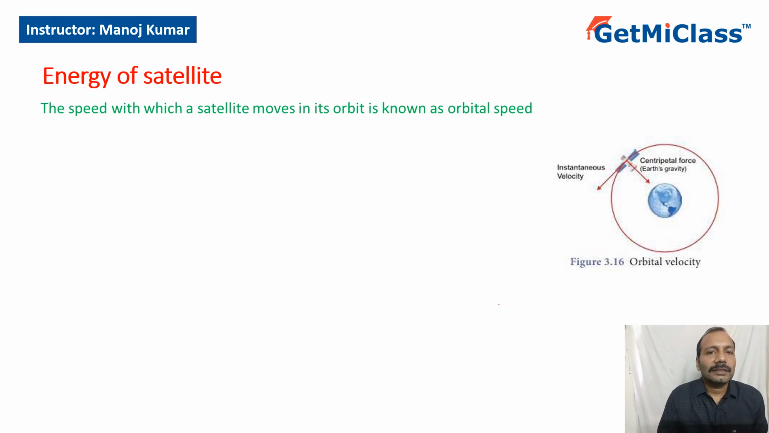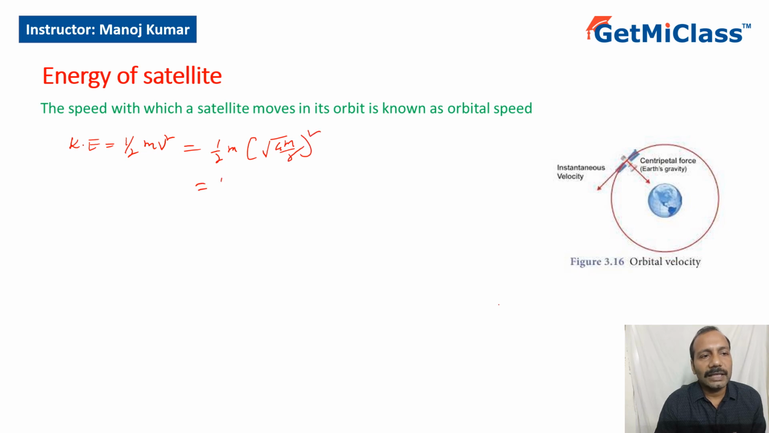Now we'll use the concept of orbital velocity to find the total energy of a satellite. Total mechanical energy of the satellite would be the sum of kinetic energy and potential energy. Kinetic energy of the satellite would be given by half mv square, where v is orbital velocity. So that is equal to half m, and v is root GMe by r, so v square would be GMe by r. So that is equal to half m into GMe by r, or I'll write it as GMe m by 2r. This is kinetic energy of a satellite, where r is the radius of the orbit.